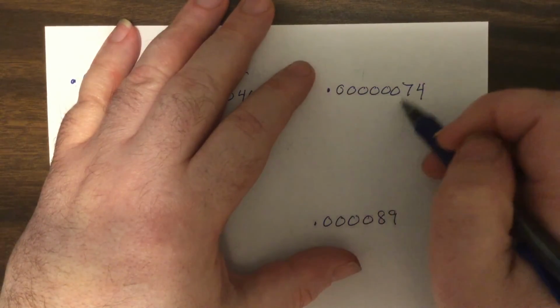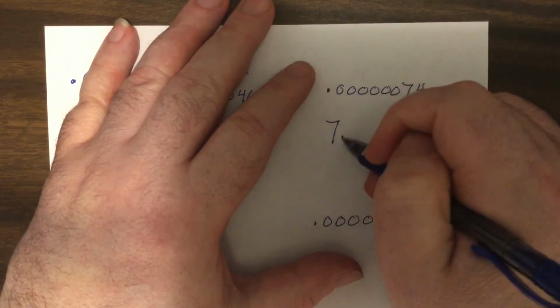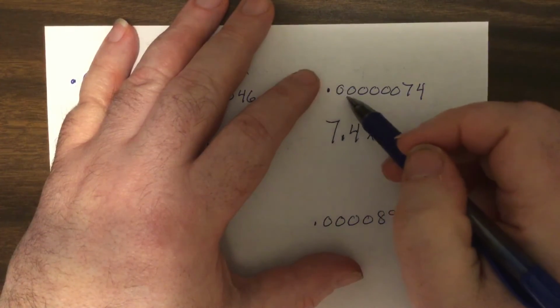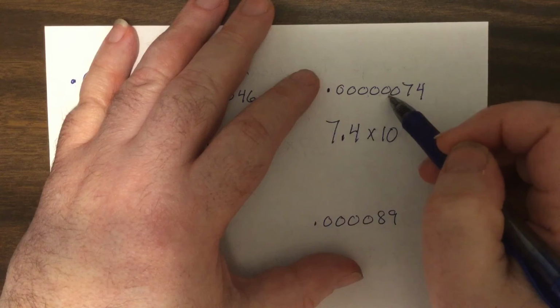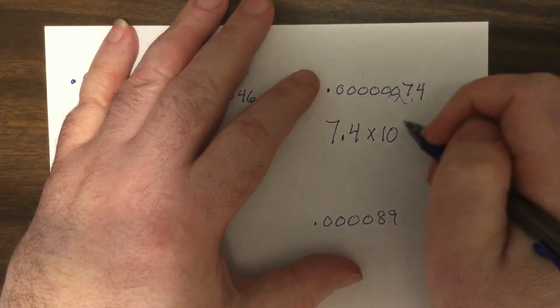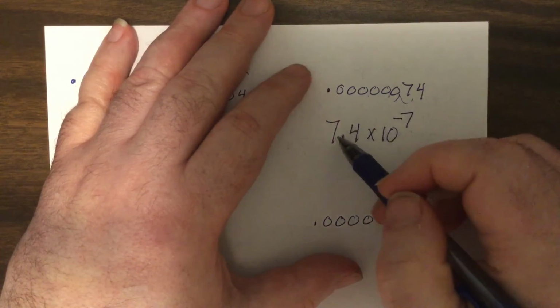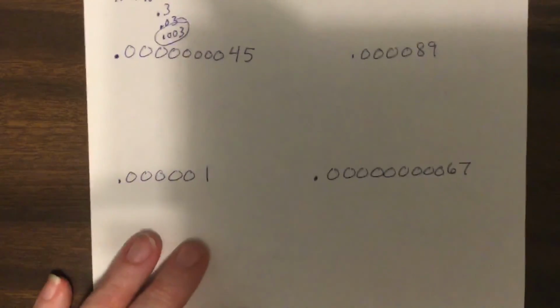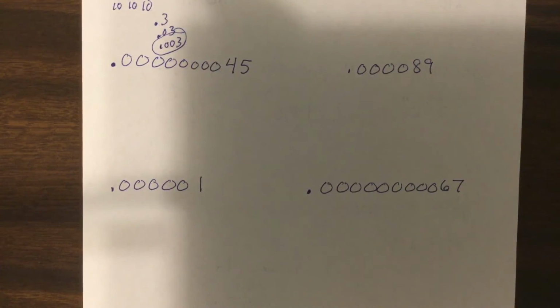So, 7.4 times 10 to the, how many times? 1, 2, 3, 4, 5, 6, 7. So that means I got to divide by 10 7 times to get to the original number. So here's 4 numbers. Go ahead and figure that out and then turn me back on.